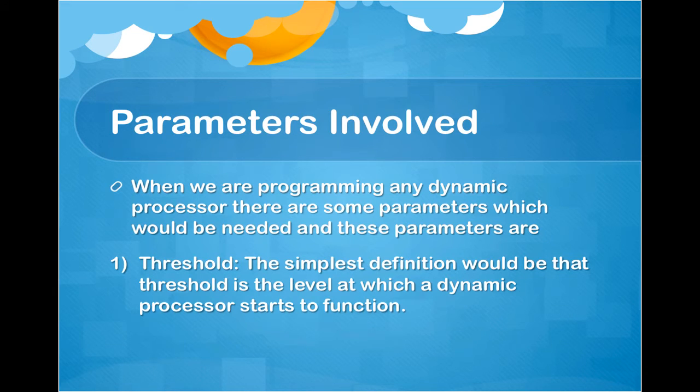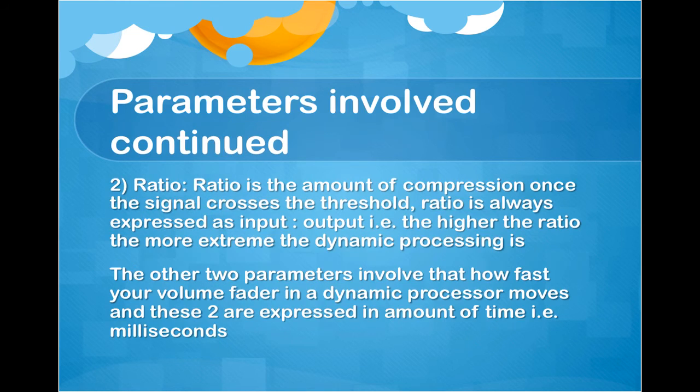There are some parameters involved in dynamic processing. When we are programming any dynamic processor, there are some parameters which are needed. The first one is threshold, of course. The simplest definition is that threshold is the level at which a dynamic processor starts to function.